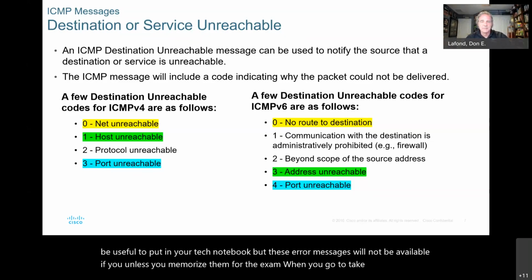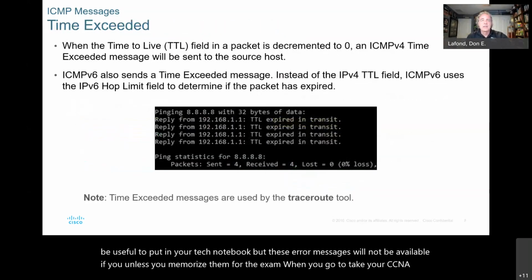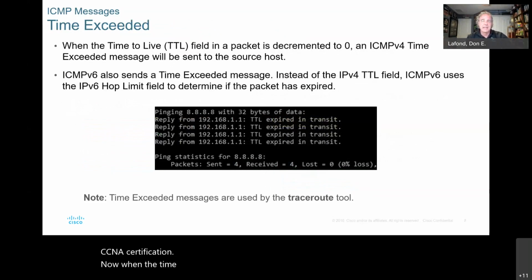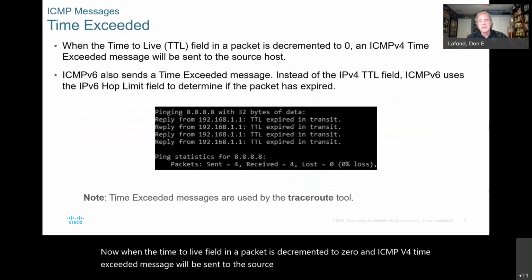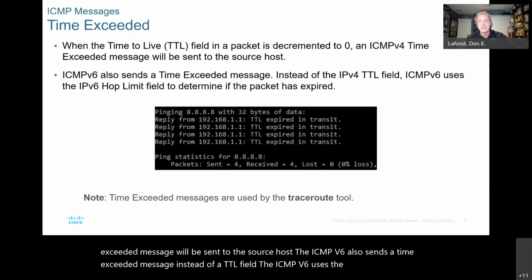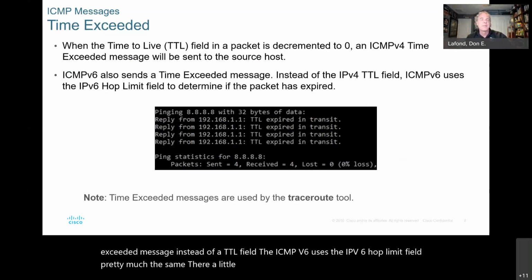Now, when the time to live field in a packet is decremented to 0, an ICMPv4 time exceeded message will be sent to the source host. The ICMPv6 also sends a time exceeded message. Instead of a TTL field, the ICMPv6 uses the IPv6 hop limit field. They're a little bit different, but they are pretty much the same. They serve the same purpose.